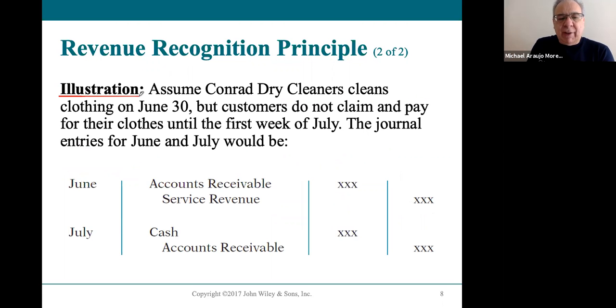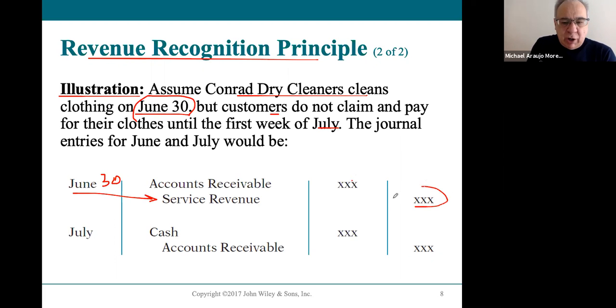So here's an illustration of how that works. You have a dry cleaner and they clean clothes for a client on June the 30th. The customers don't come back until July to pick up their clothes. So what would they need to do in their journal? Well, under the revenue recognition principle, they did the work on June the 30th. And so literally in the journal, I'm going to fill this out here, on June the 30th, they have to recognize that revenue. They will set up an accounts receivable because they clearly haven't been paid for the clothes yet, but they did the work that day.